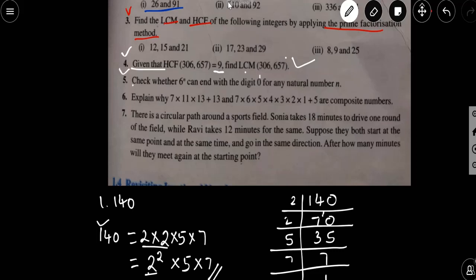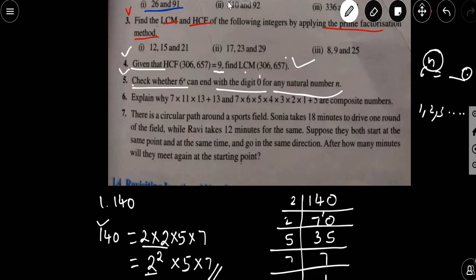Okay, so check whether 6 to the power of n can end with digit 0 for any natural number n. So what he's telling is 6 to the power of n. If I substitute any natural number n, which is 1, 2, 3 and so on, and go on substituting into 6 to the power of n, the last digit of the number I get should be equal to 0.